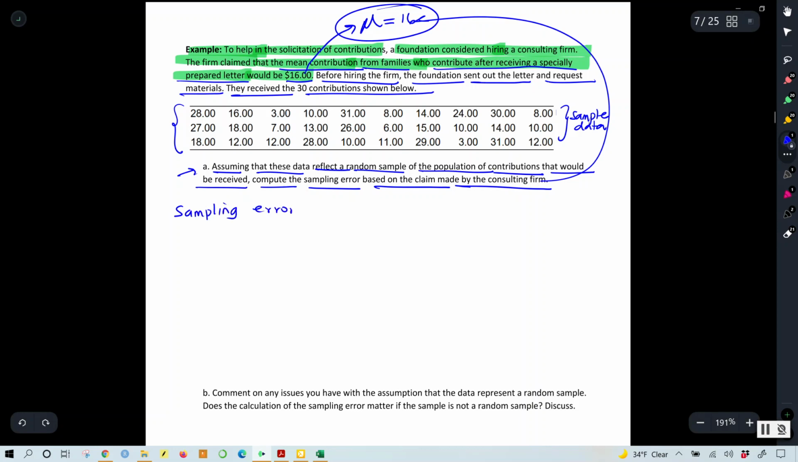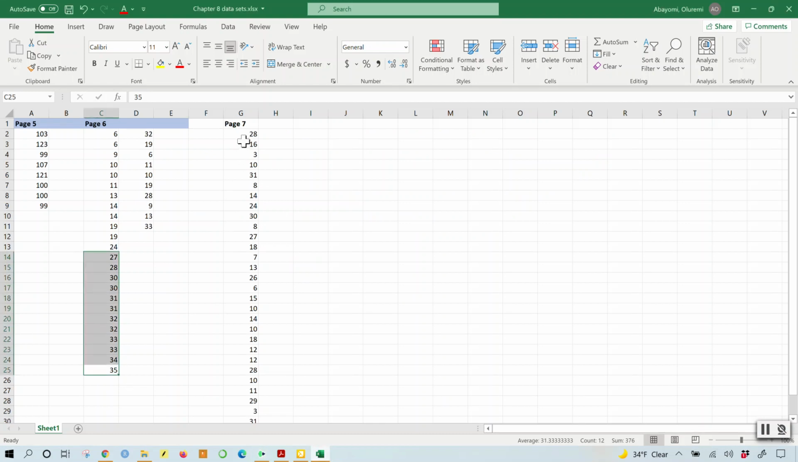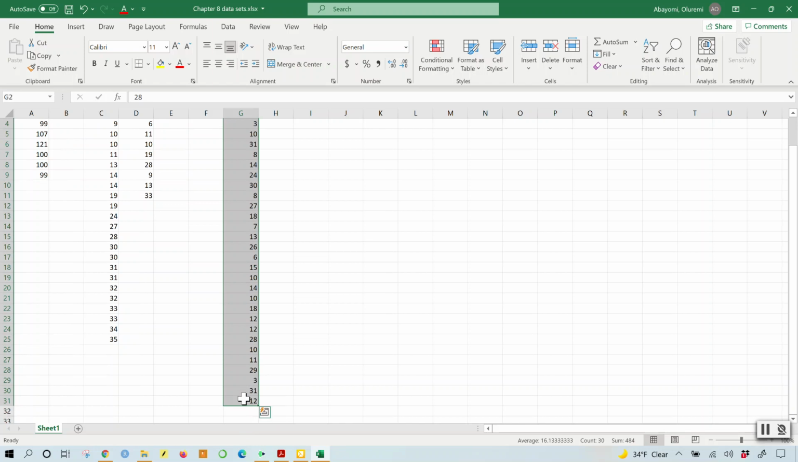Based on what we have learned so far, this will be the sample mean, x bar, minus the population mean, which is the general assumed mean. This will be equal to, we need to add up all of these data values and divide by how many data values to get the average. We can do that in Excel. So we have all of the data values. I can highlight all of them. So there are 30 of them, and the average is 16.133.